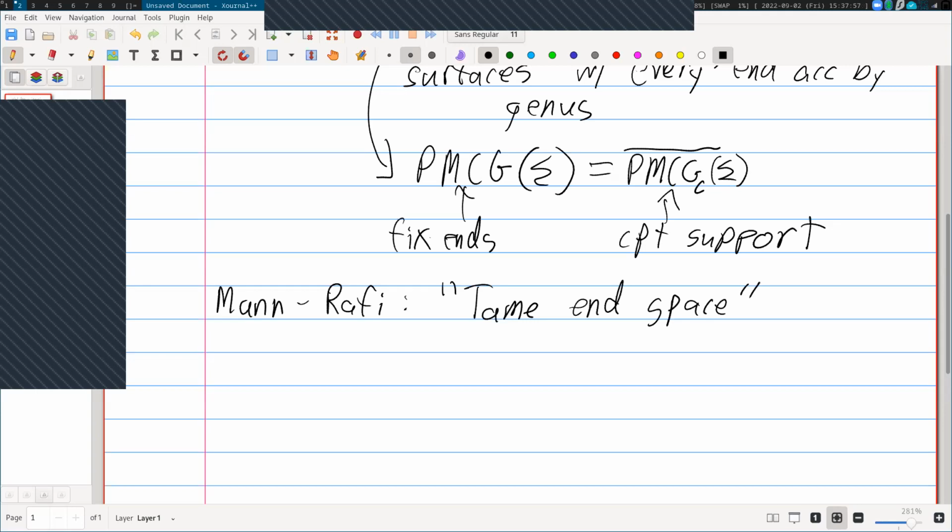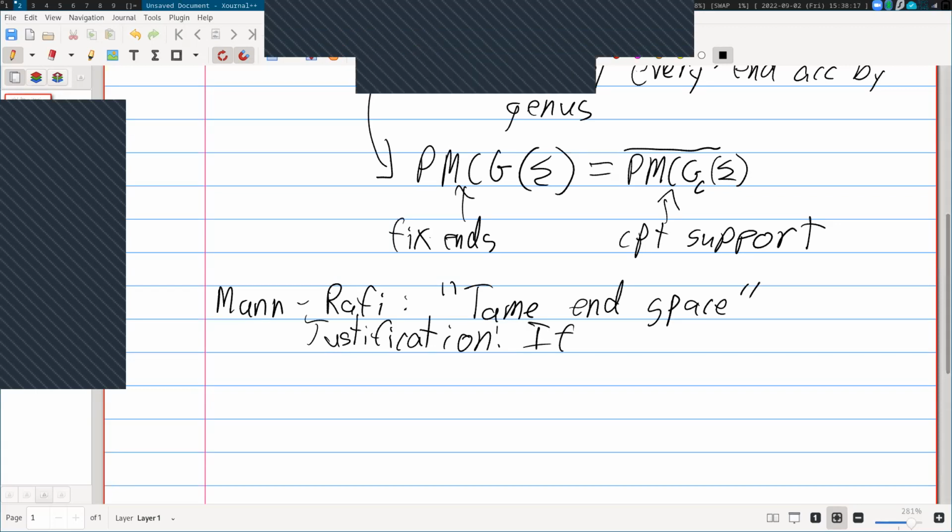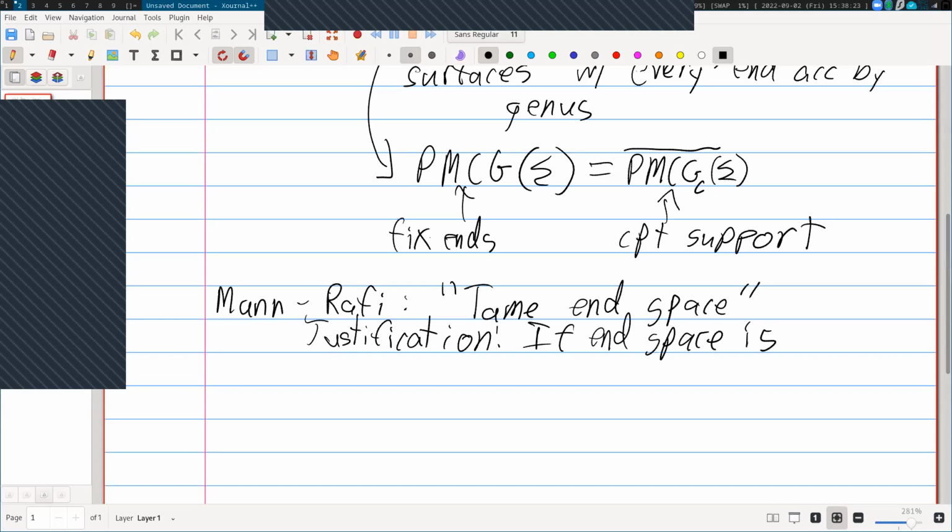Okay, and they have a sort of justification. I should say, if it's not obvious, I'm not throwing shade. This is an amazing paper, and it's the basis of most of what I've done in the last several years. But I do think there's this awkwardness, right? What is the justification of this? Well, they say if the end space is countable, then it is tame. So all the countable end spaces are tame. We only get the problem with the uncountable ones.